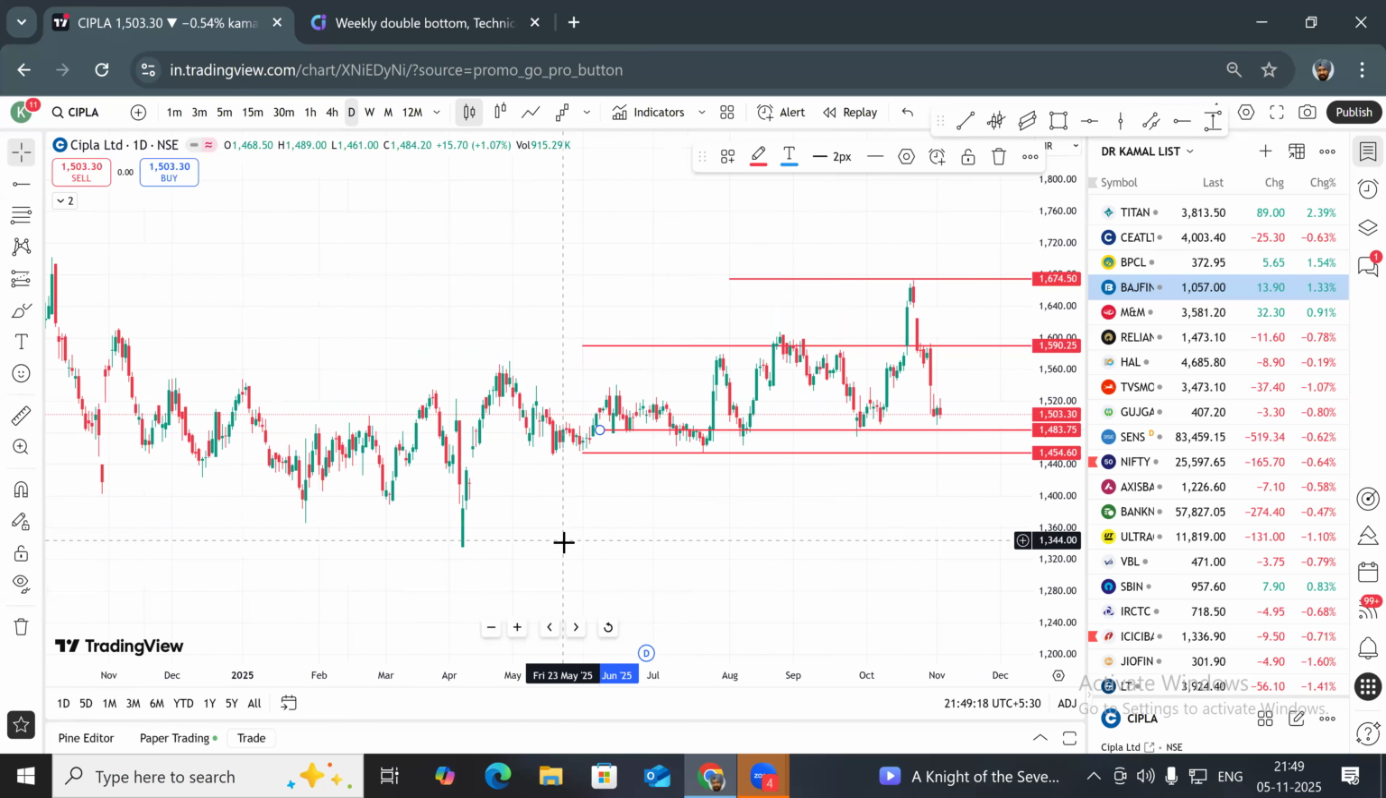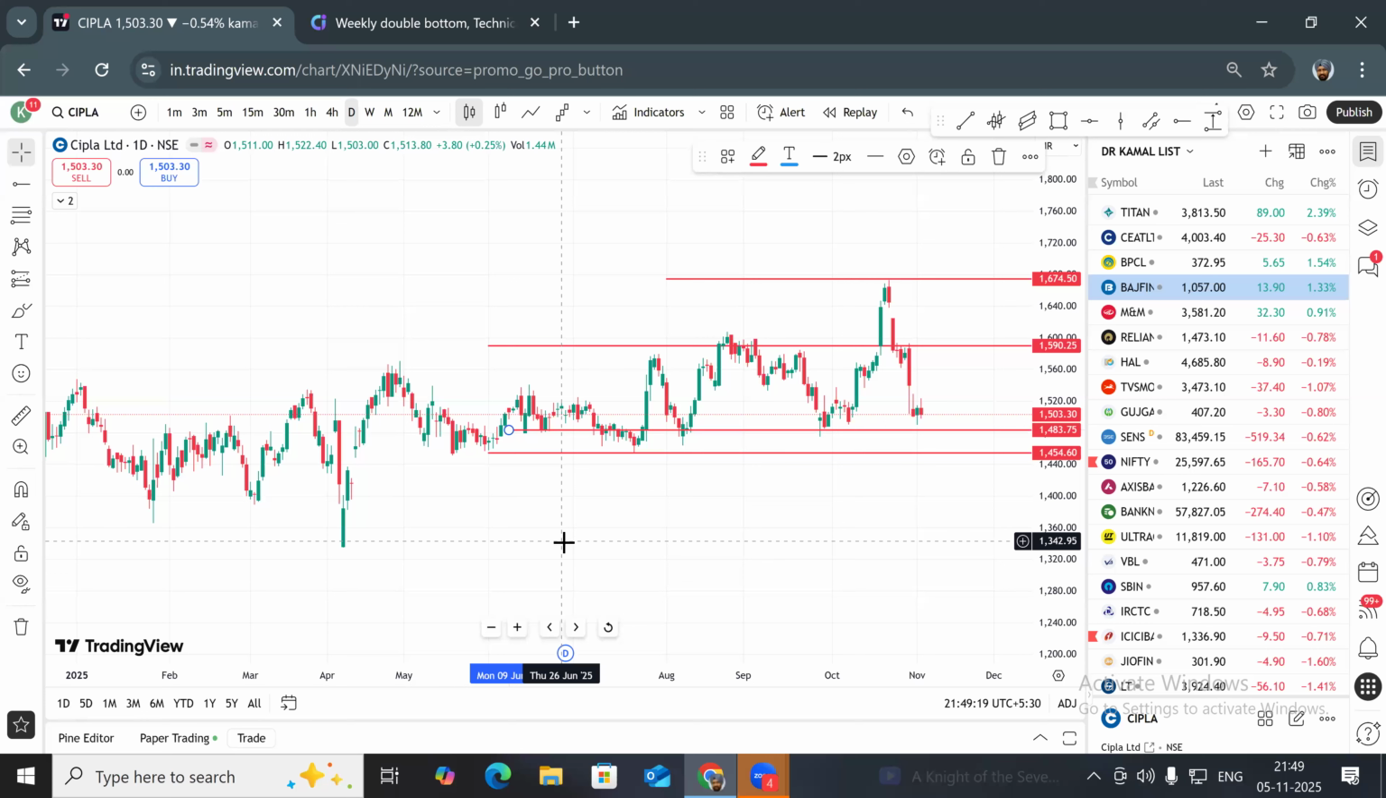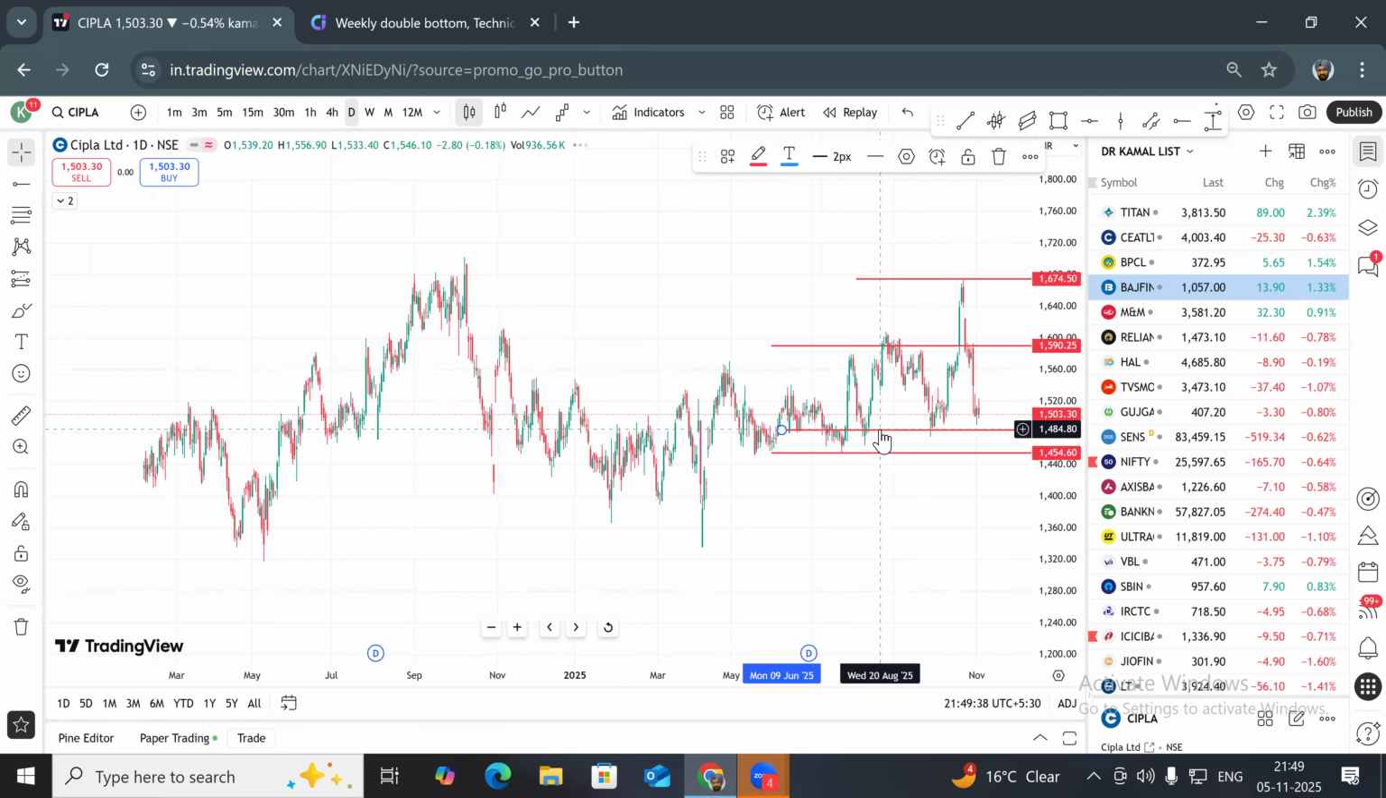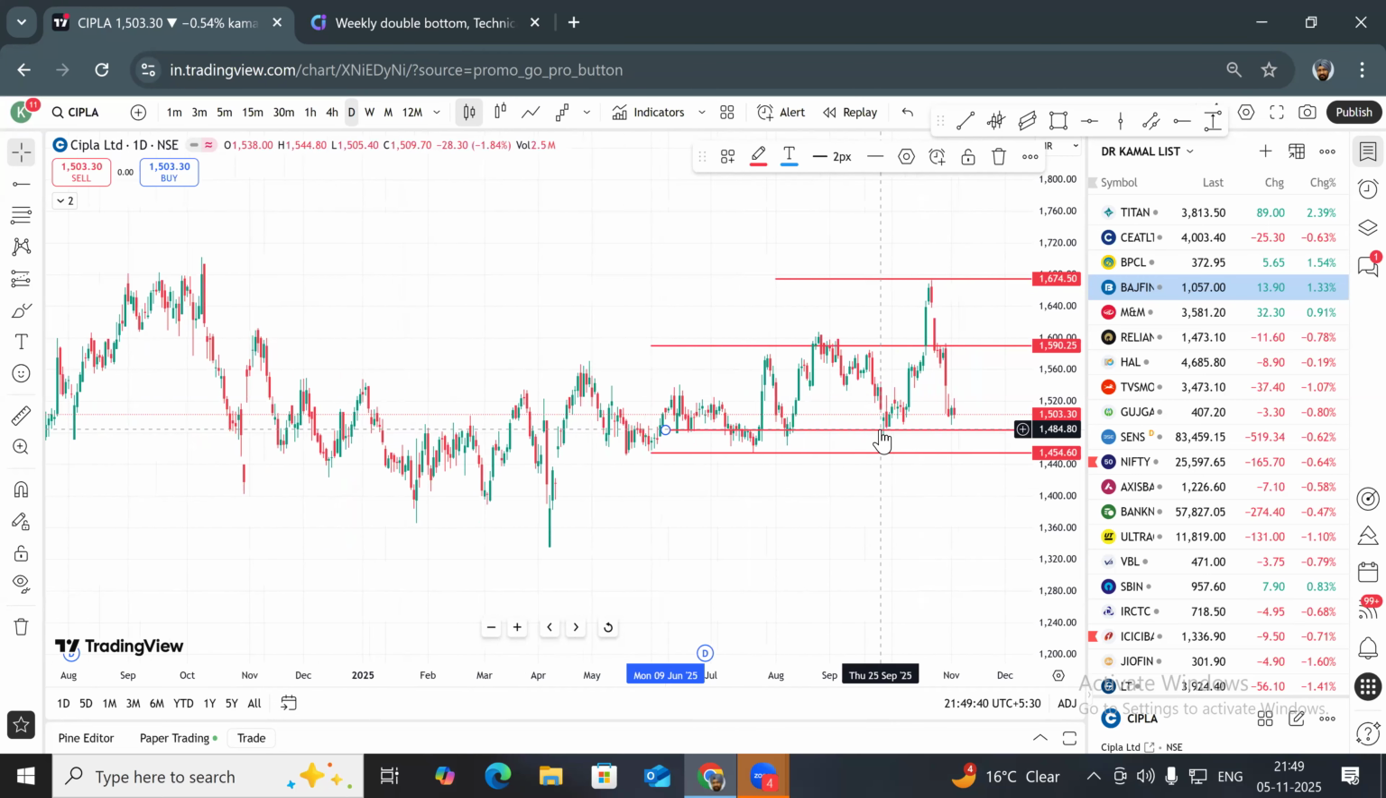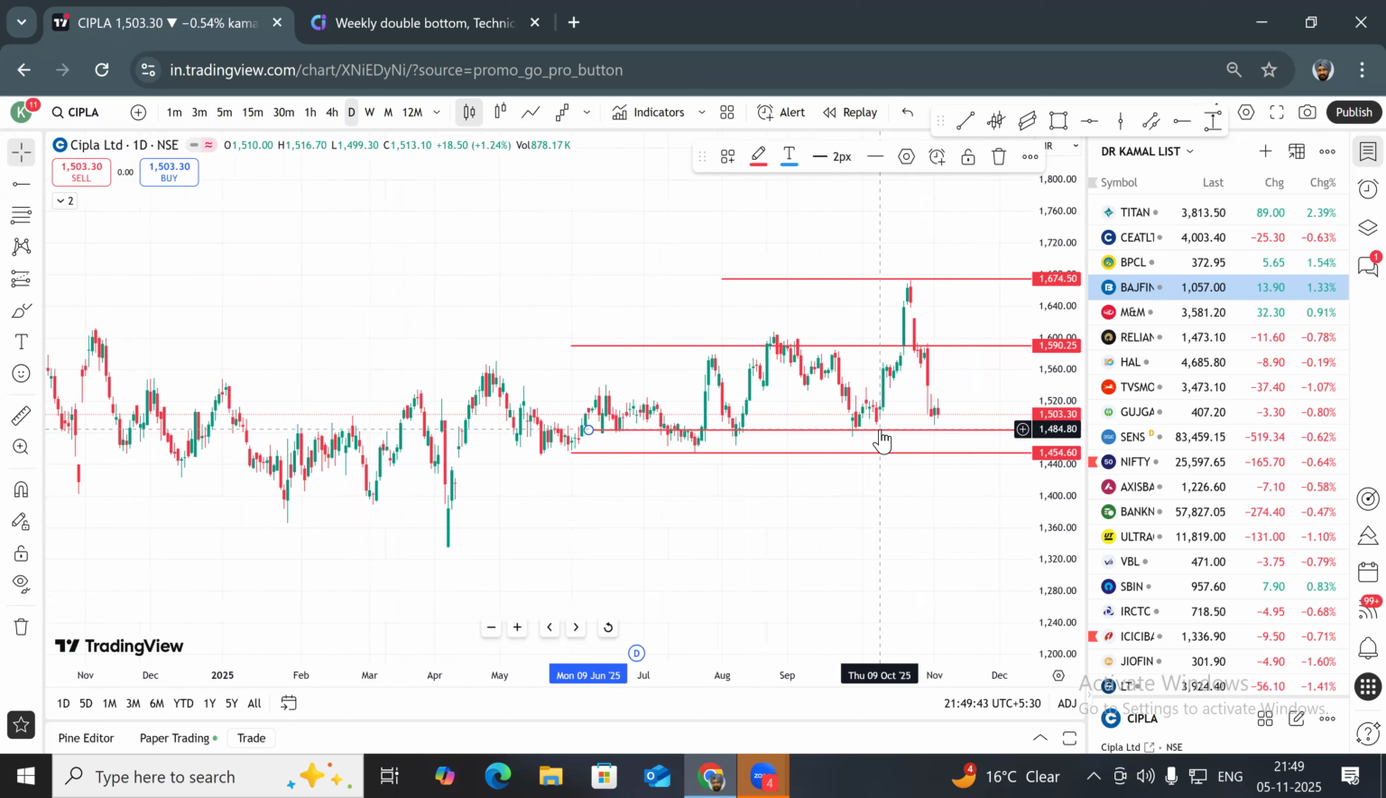Sir, did you understand now? Yes, sir. So you need to mark your support and resistance properly. So Cipla may be a good stock for swing trade purpose.